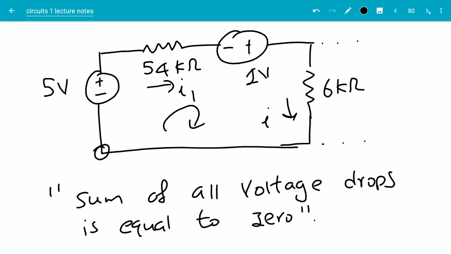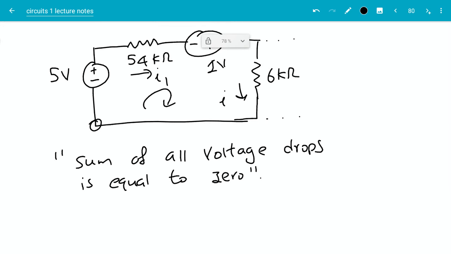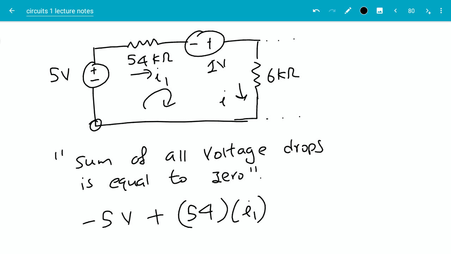The statement for KVL is sum of all voltage drops is equal to 0. So in this case, going clockwise, first, I have a voltage increase of minus 5 volts. Plus, I have voltage drop of 54 times I1. Note that I'm using kilo ohm as the base unit for resistance, volts as the base unit for voltage. That means the base unit for current is automatically milliamps. There is another voltage increase of 1. There's another voltage drop of 6 times I, and this should be equal to 0.